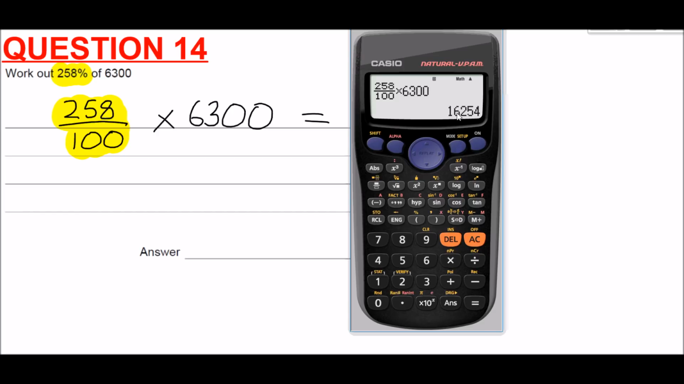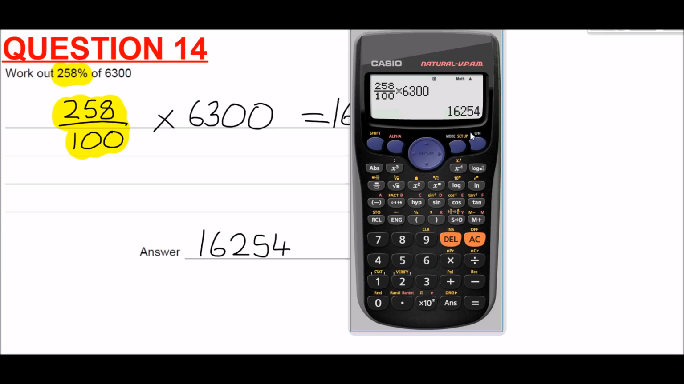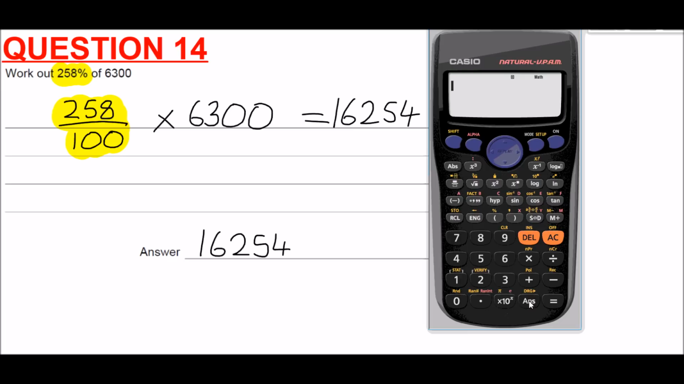And that tells us it's 16,254. And that's all we need to do for question 14. Once you've revised your percentages and finding percentages of amounts, that's relatively speaking straightforward. So just to recap, the answer is 16,254.